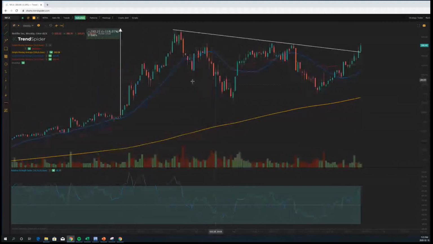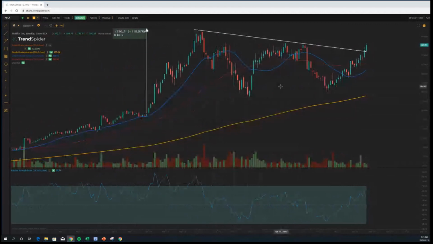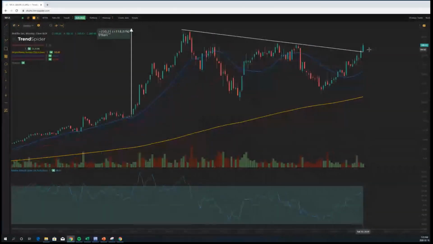Okay, so this is the Netflix weekly chart, and look at this thing. It's amazing. It broke out on the weekly last week, and it held above it. So you're starting to get resistance in the 380 mark, as you can see here. But if you want to trade the weekly chart, your next spot is 400.